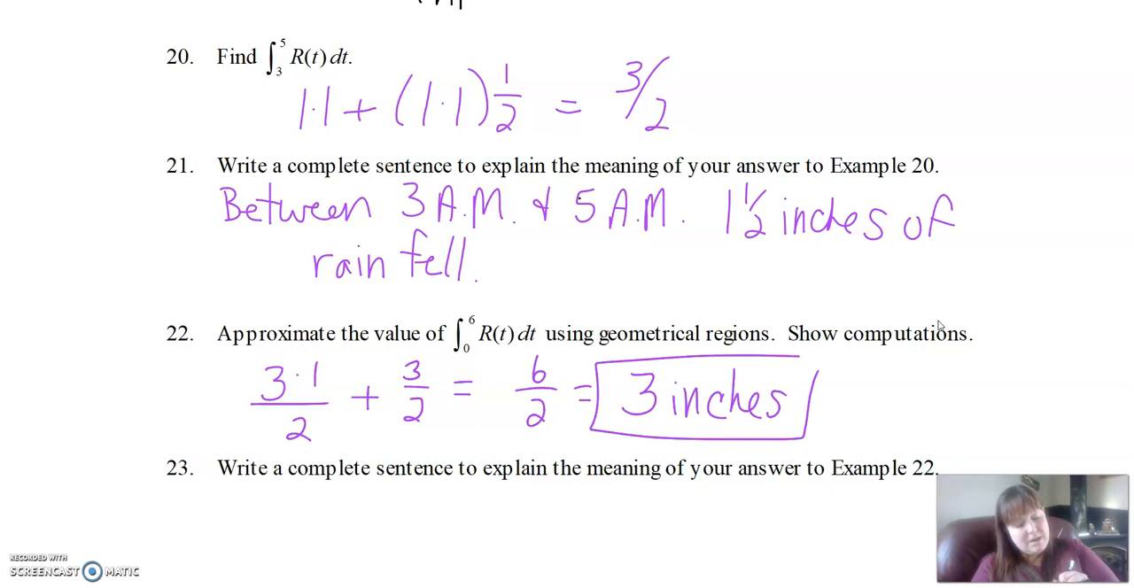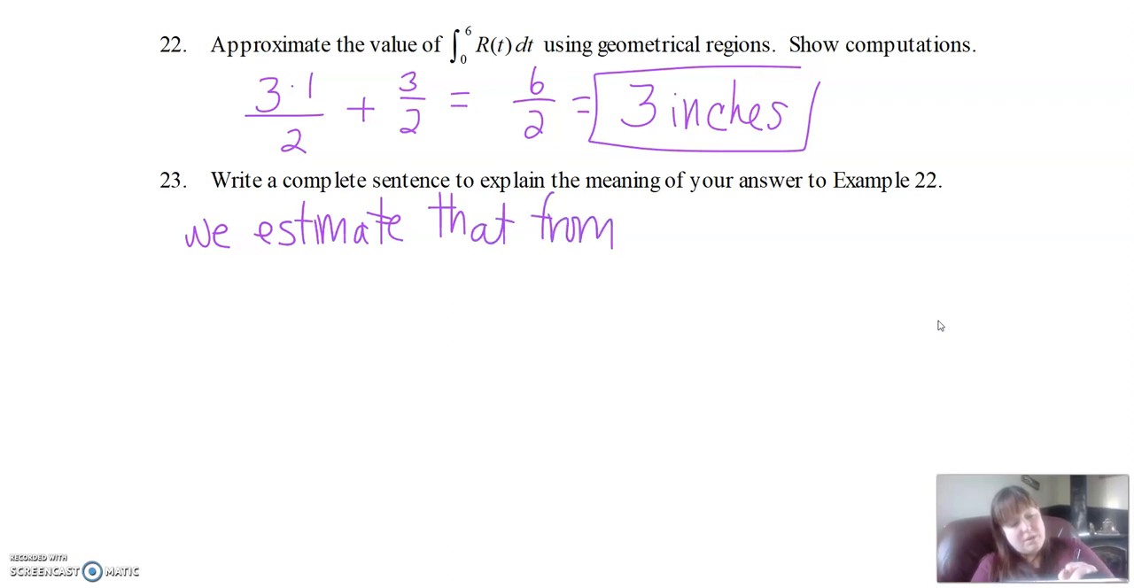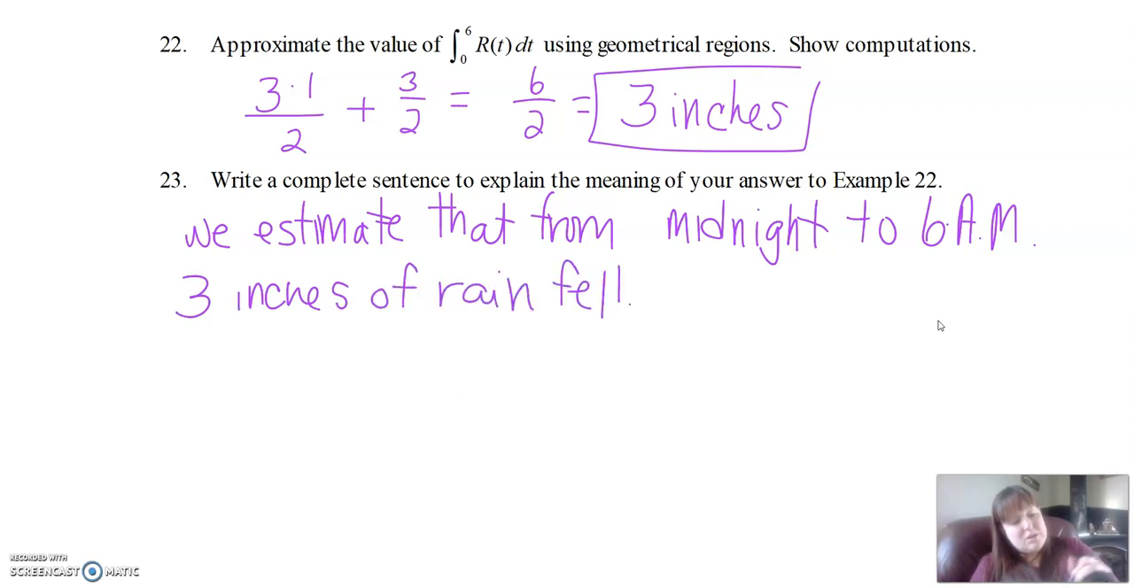So we estimate that from midnight to 6 a.m., 3 inches of rain fell. So that is what the area under the curve means. It's an accumulation of everything that's happened over time.